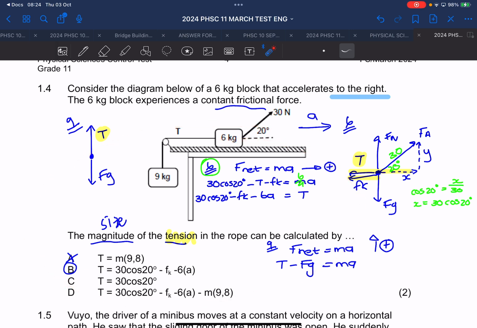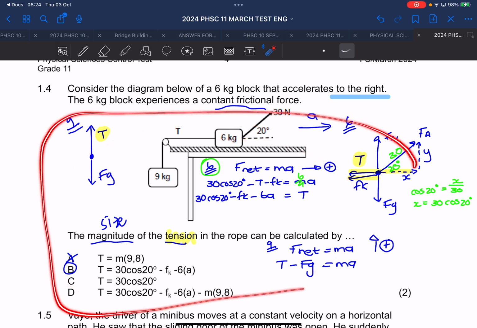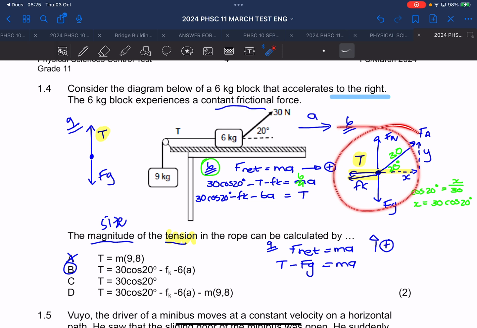Because even though this question took long, it's not a difficult question. How many times have we drawn free body diagrams? A lot. How many times have we started with F net is equal to M times A? A lot. So it's not difficult, it's the same pattern over and over again.